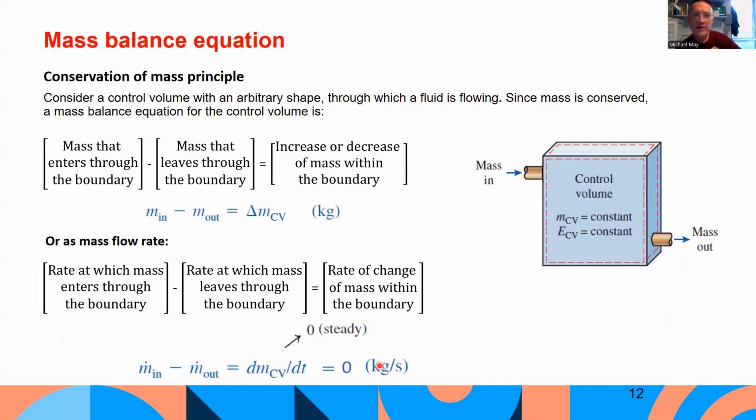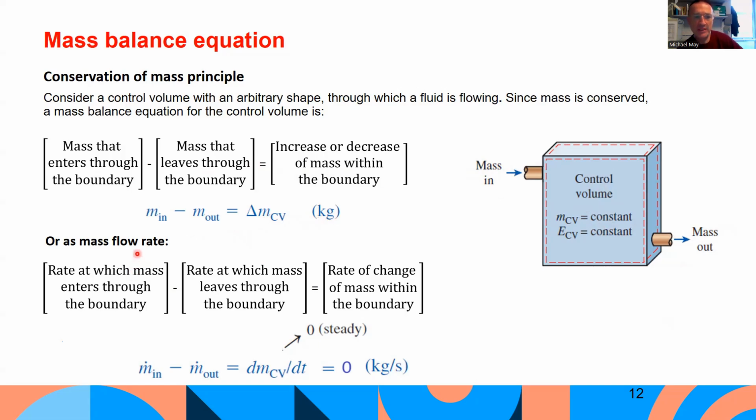So applying the conservation of mass principle to a control volume, we say that the mass that enters through the boundary minus the mass that leaves the boundary equals the increase or decrease of mass within the boundary. So the mass coming in here minus the mass going out here will equal any accumulation or depreciation of mass in the control volume. Mathematically, it's expressed like this in kilograms.